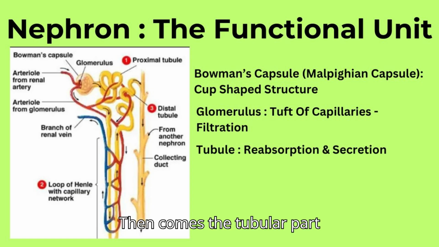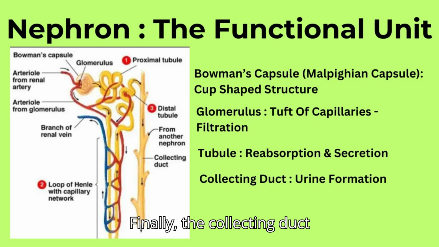Then comes the tubular part, where useful substances like glucose and water are reabsorbed and extra waste products are secreted. Finally, the collecting duct collects urine and passes it on to the renal pelvis. So the nephron is like a tiny filter unit in the kidney.